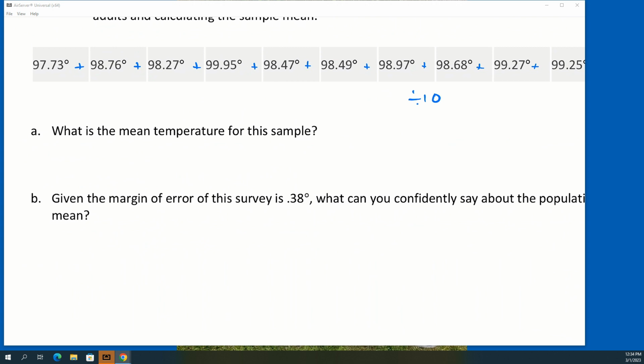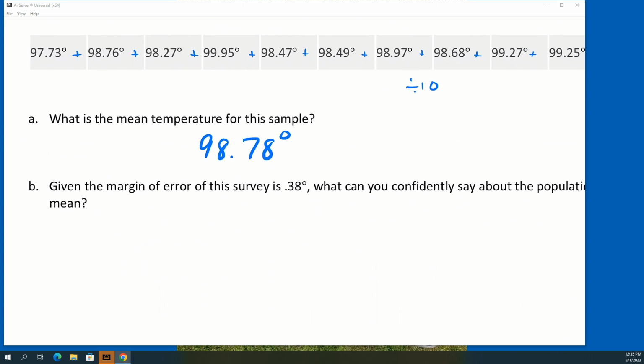Okay, so I added them all together, and I got 987.57, and then I'm going to divide that by 10. I've gotten different things every time. So the correct answer, I must have just messed up on a keystroke somewhere. The correct one should be 98.78. Okay, so that's just finding the average of the sample, and then that's going to be the estimated population mean.